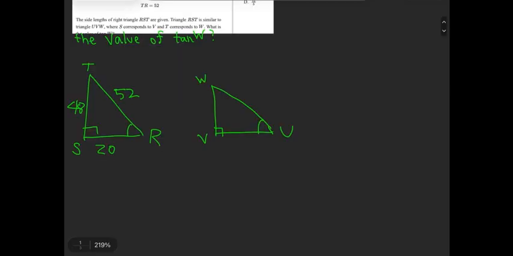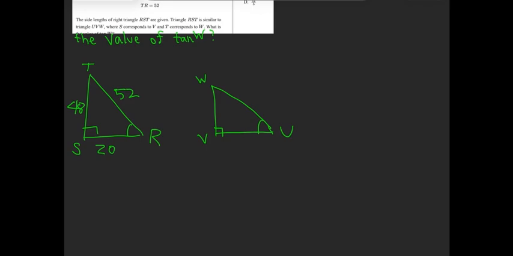Problem 21. The side lengths of right triangle RST are given. Triangle RST is similar to triangle UVW, where S corresponds to V and T corresponds to W. What is the value of tangent W? We're going to draw these two right triangles first. Drawing these two triangles out, we get these.